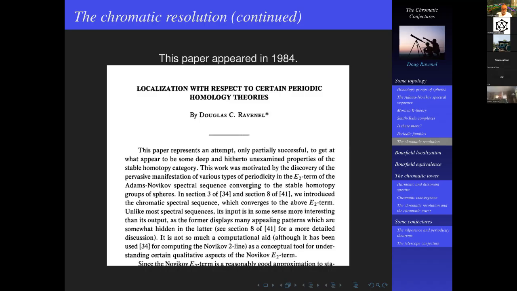Okay, so it says, in those papers, we introduced the chromatic spectral sequence, which converges to the above E2 term. Unlike most spectral sequences, its input is in some sense more interesting than its output, as the former displays many appealing patterns which are somewhat hidden in the latter. It is not so much a computational aid, although it has been used for that to calculate the Novikov two-line. It's more a conceptual tool for understanding certain qualitative aspects of the Adams-Novikov E2 term.